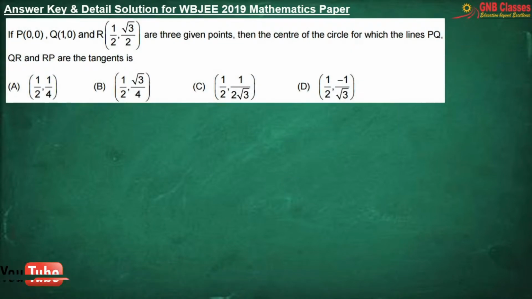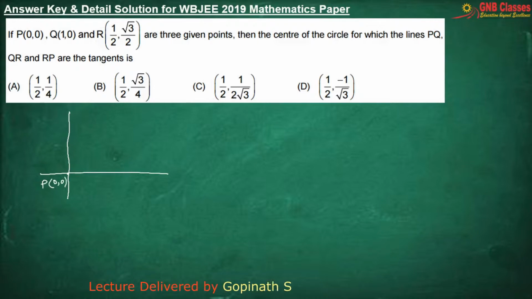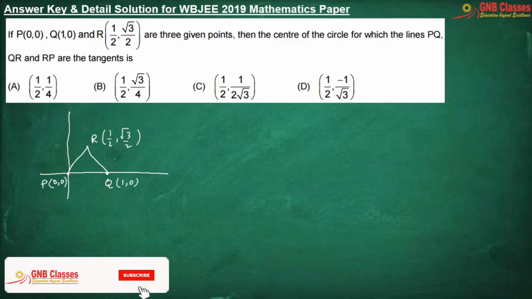3 points are given. Let me plot it on the coordinate system. This is point P, which is the origin. This is Q, which is 1, 0, and this is R, which is half, root 3 by 2, correct? Now, if I join those points, we are going to get the triangle PQR. Now we have to find out the center of the circle for which the lines PQ, QR and RP are the tangents.